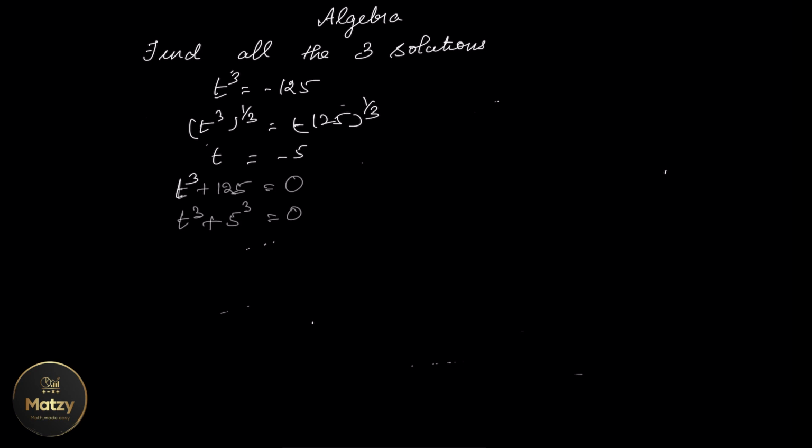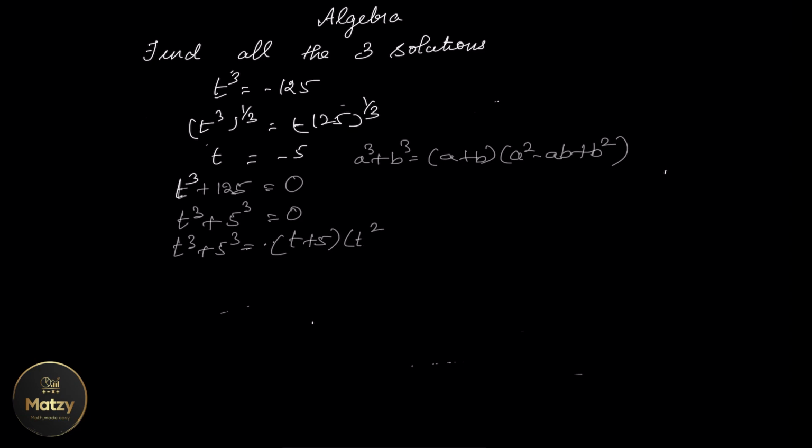Now we have one identity: a cube plus b cube is equal to (a plus b) into (a square minus ab plus b square). See, instead of a I am taking t, instead of b I am taking 5. So t cube plus 5 cube is equal to (t plus 5) into (t square minus 5t plus 5 square). Okay, what is this? Is equal to 0.